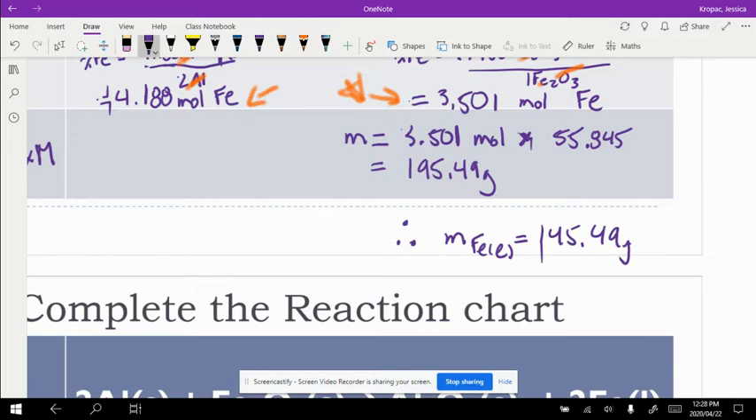If you had used your excess reagent, if you had used aluminum in this case instead, you would have got a number that's too big, right? You can't make that much based off the aluminum that you have because you're going to have leftover aluminum at the end. So make sure that you are using your limiting reagent. Okay, not too bad, right? It's pretty much the exact same as last lesson, except you're doing everything twice.